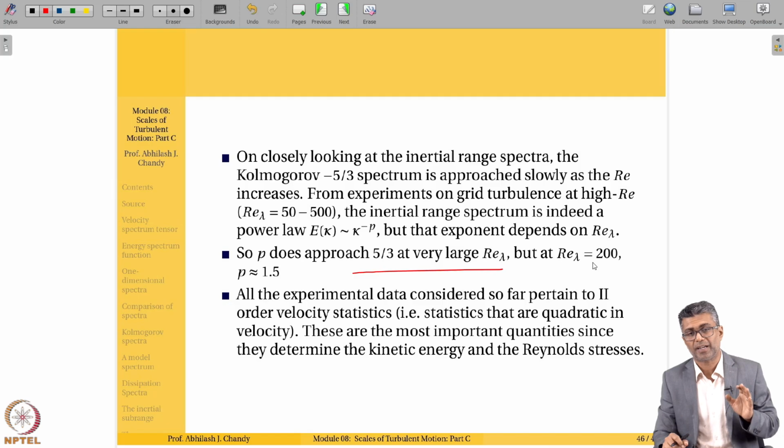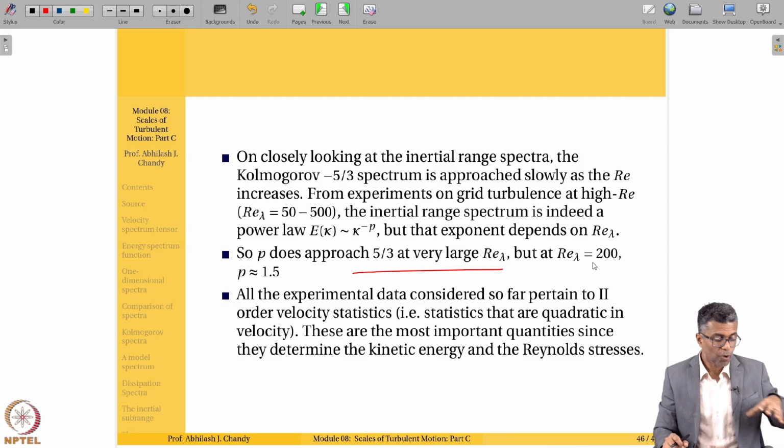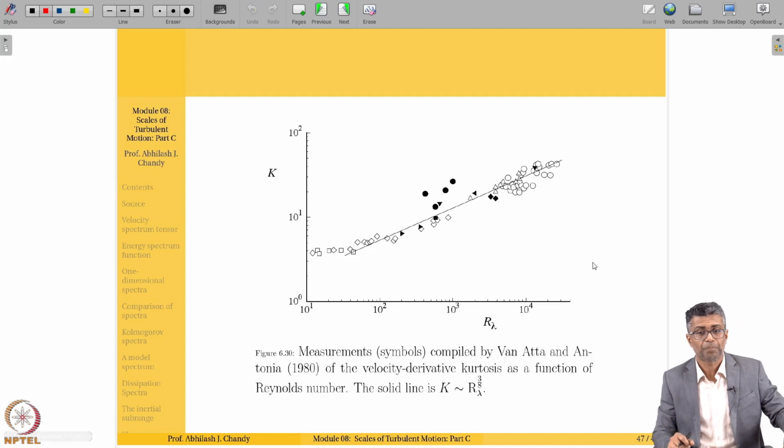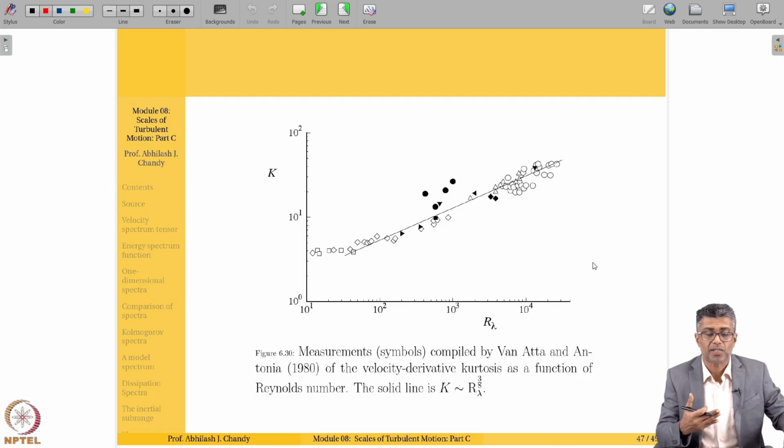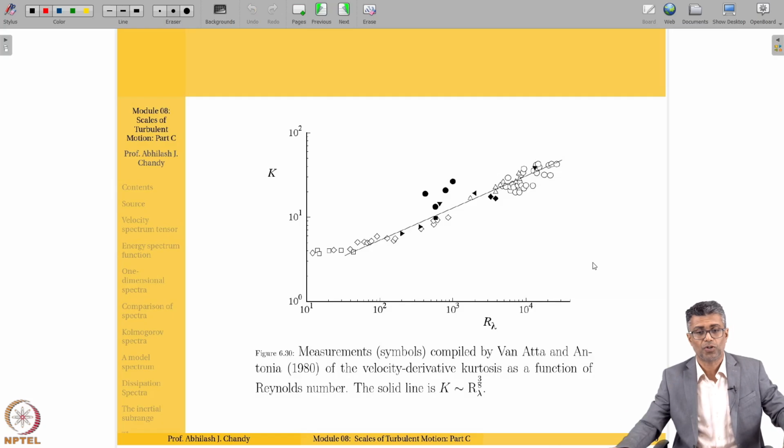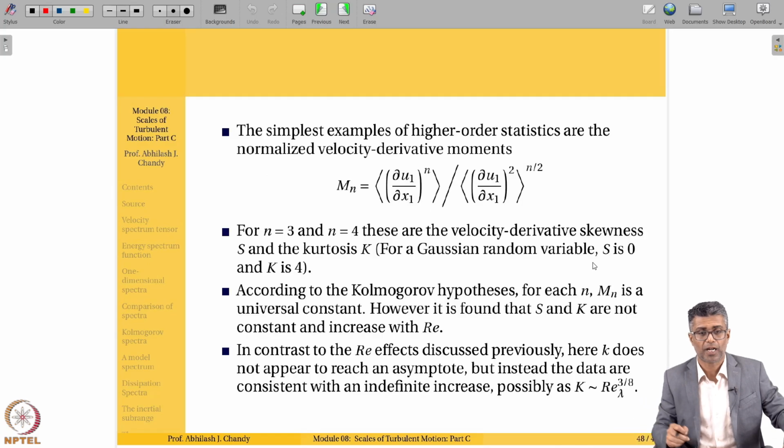All the experimental data considered so far pertain to second order statistics, as in statistics that are quadratic in velocity. Now, this is another limitation. We always look at variance; at the most we go to variance. But what about third order statistics or fourth order statistics? Isn't that something to be looked at? That is where it takes us to things like velocity derivative skewness or velocity derivative kurtosis. So I'll describe that before I come to this plot.